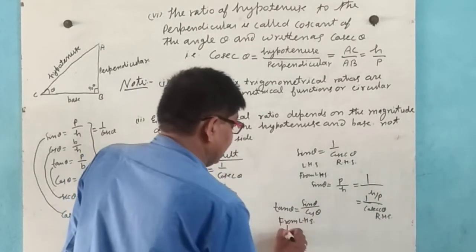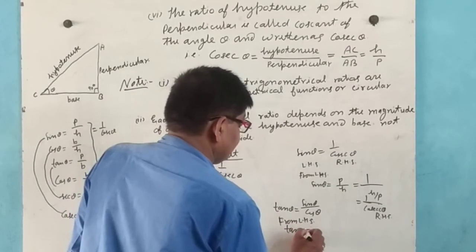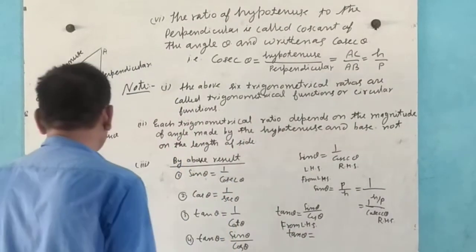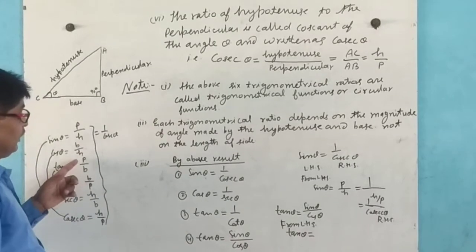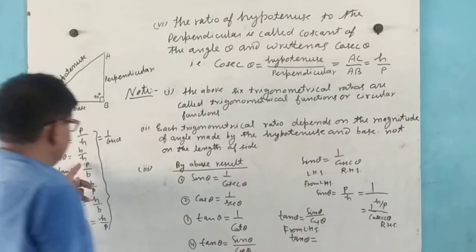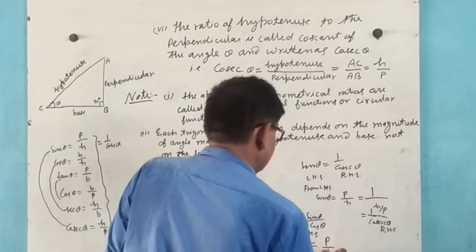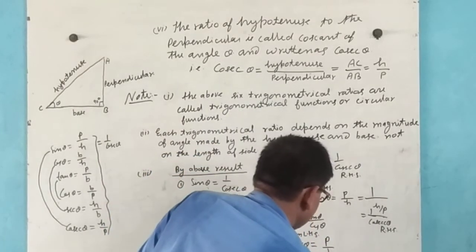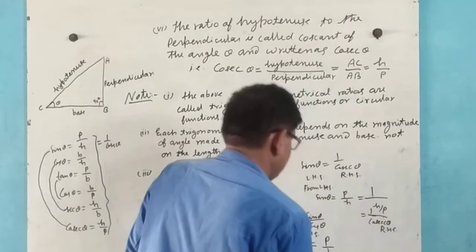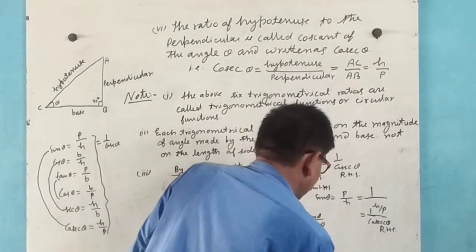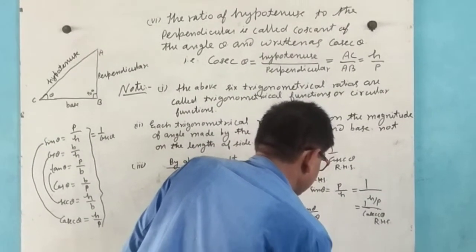Left hand side, tan theta means perpendicular to base, P by B. It can also be written as P by H and B by H.